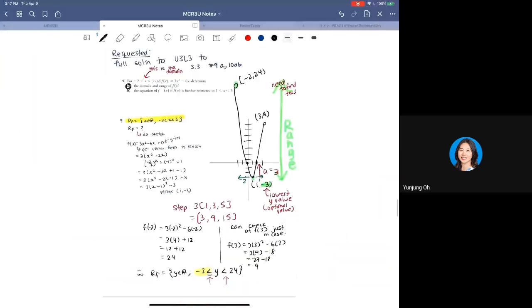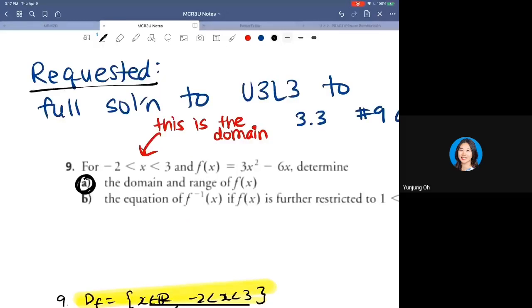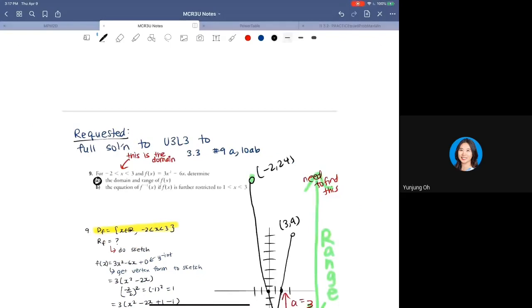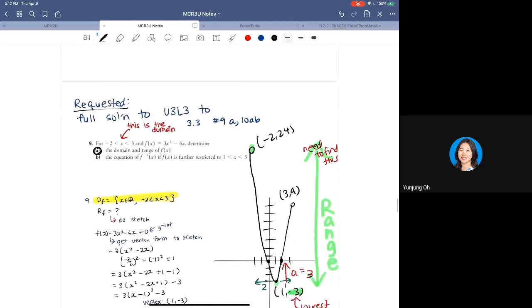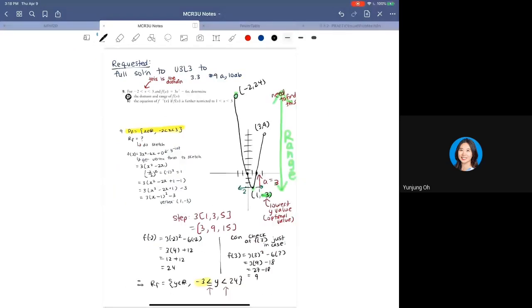Where did the -2 come from? So -2 came from the domain, the original domain that they gave us. So when we think about parabolas in general, they don't have restrictions, right? But they told us that you're going to have a quadratic from -2 to 3. And so that's where the -2 came from. So in terms of question 9A, does that make sense? Were there any questions within 9A?